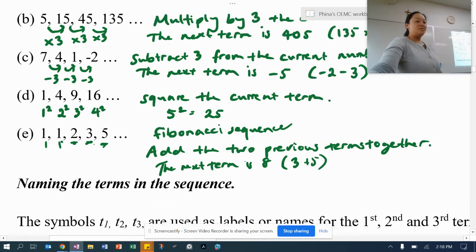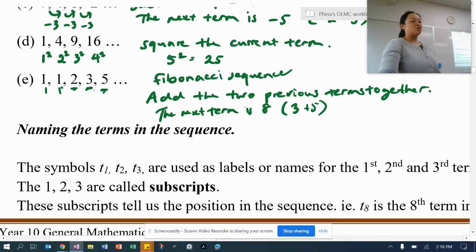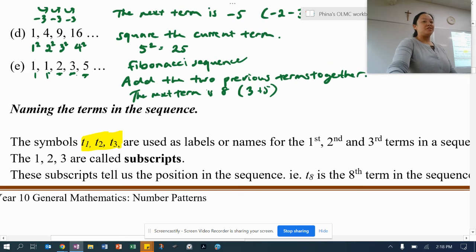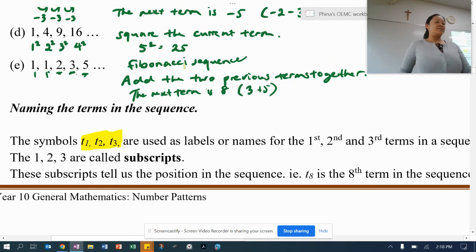Okay. So then, underneath, naming the terms. I talked about this yesterday. We use these symbols to label the first term, second term, and third term. So let's just highlight them to show what they look like. The numbers at the bottom are what we call subscripts. That's just how we label first term, second term, third term, and so on. The number at the bottom tells us which number it is in the sequence. It's the 8th number, 10th number, or whatever. All right, cool. So over the page.